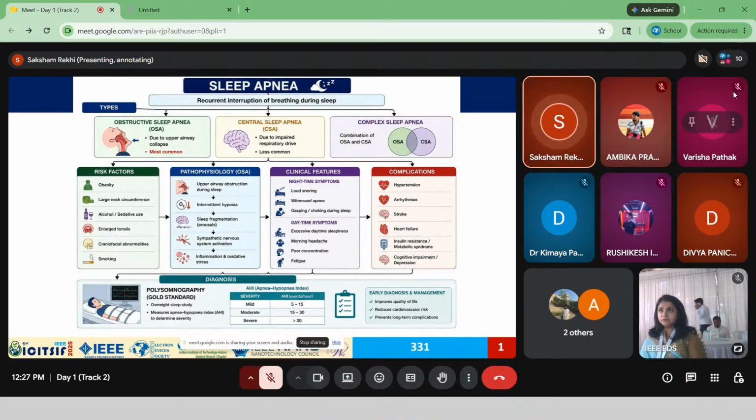Diagnosis: the gold standard method is polysomnography. It includes an overnight sleep study. It measures the apnea hypopnea index to determine the severity of the sleep apnea, obstructive sleep apnea.